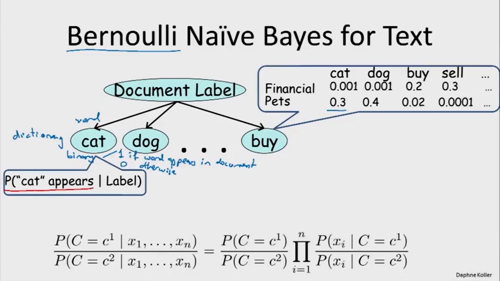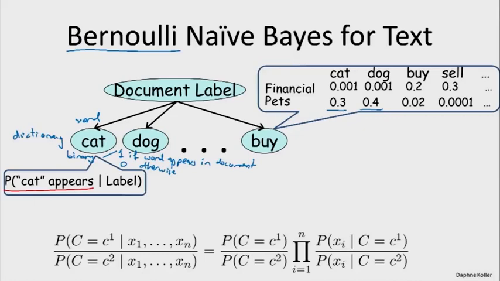And so I'm only showing the probability of cat appearing. The probability of cat not appearing would be 0.7. The probability that dog appears might be 0.4, and so on. Whereas for a document about finances, we're much less likely to see the words cat and dog, but are more likely to have the words buy and sell. So the probability that buy appears might be considerably higher in this case.